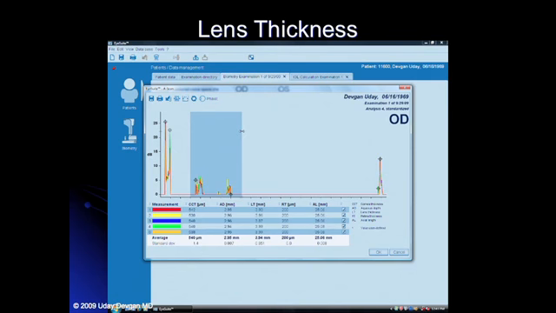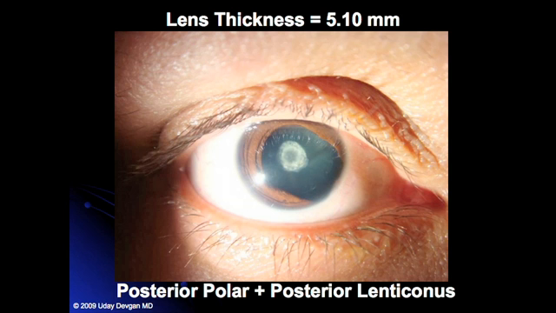We also need to know lens thickness, because lens thickness can vary as well in certain anatomic problems or conditions. But also we need to know lens thickness in order to use our Holladay 2 software for a more accurate lens calc. A normal lens thickness should be about 4. This patient had a normal axial length, but a lens thickness of 5. And when you look, the patient has a posterior polar plus a posterior lenticonus. Unusual deformity. These are all my patients.